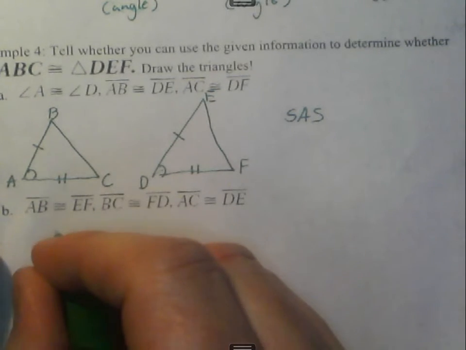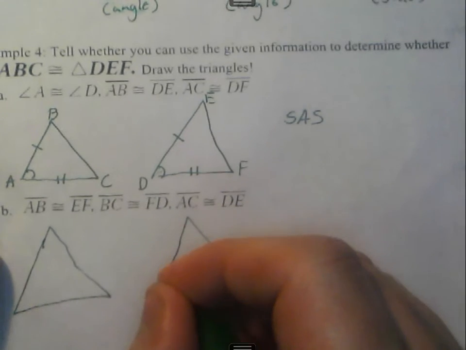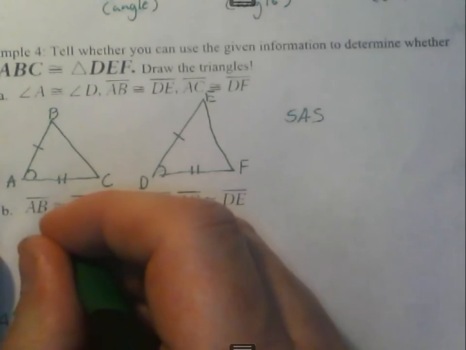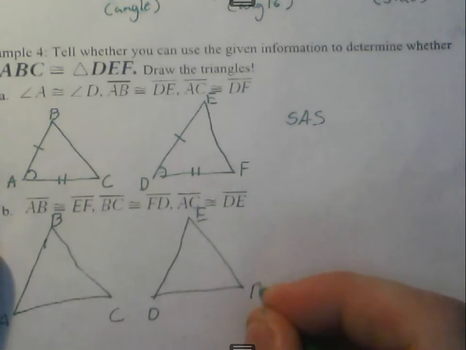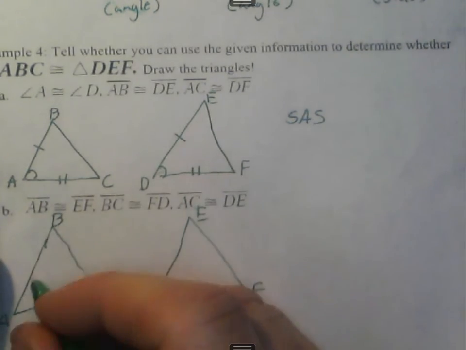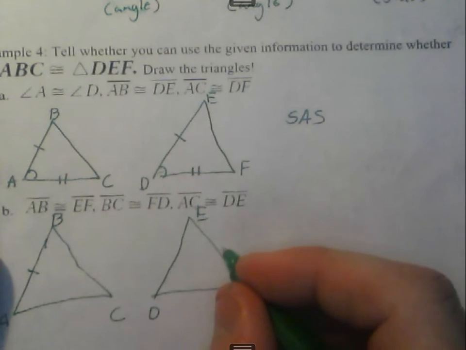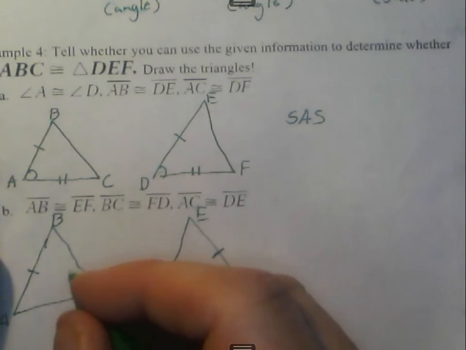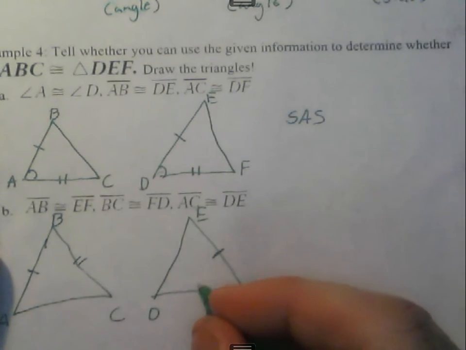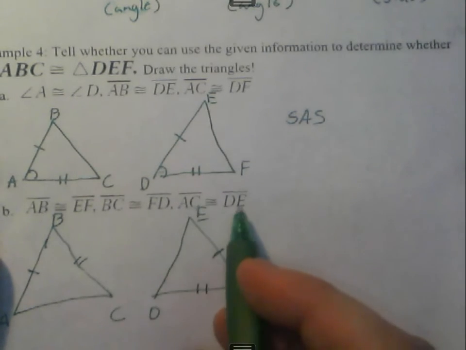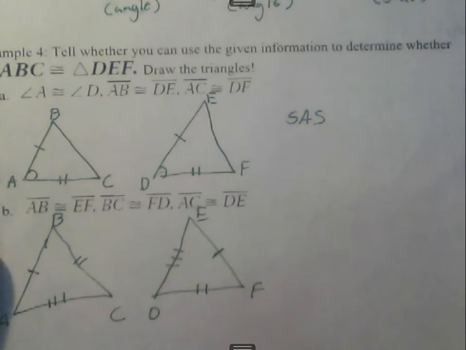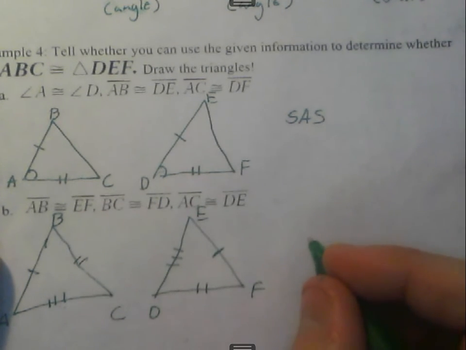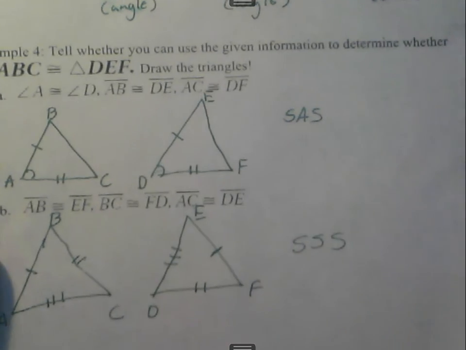So if I do it again, it doesn't have to be perfect, just something so you can see what you're looking at. If I have A, B, and C, and D, E, and F, it tells me AB is congruent to EF. All right. BC is congruent to FD. All right. And AC is congruent to DE. So if you notice, now we have side, side, side. So I know that these 2 triangles are congruent by side, side, side.